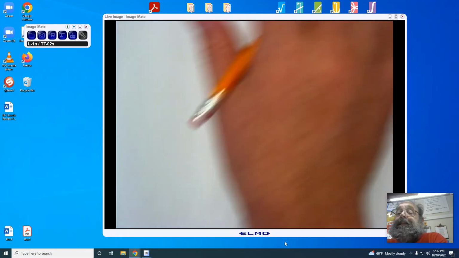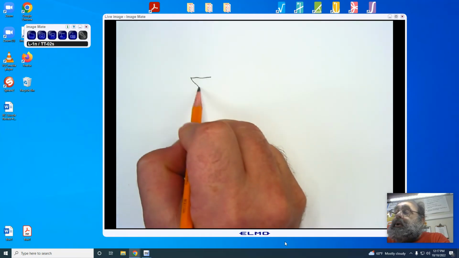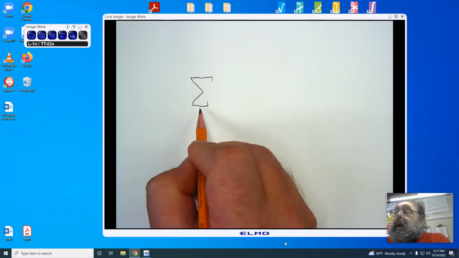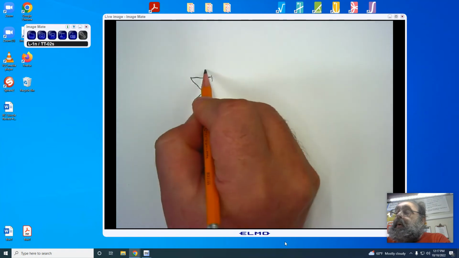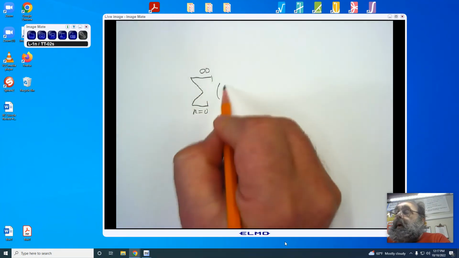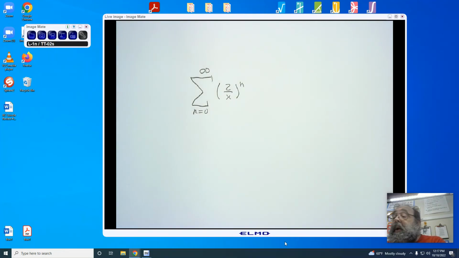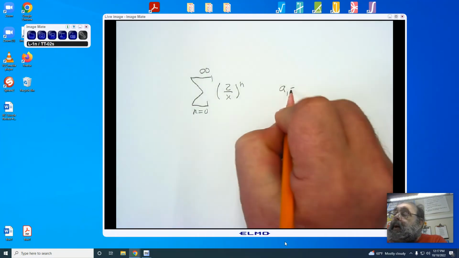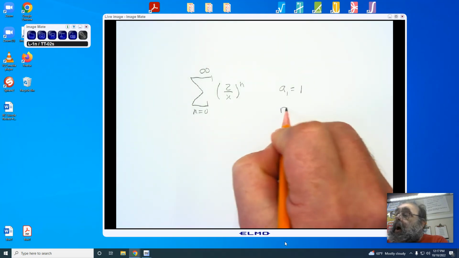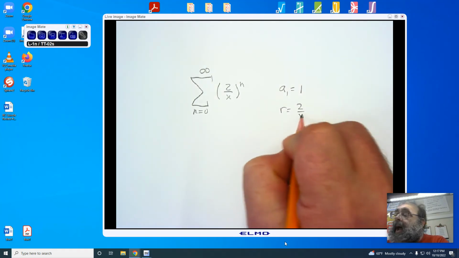This time, I'd like to use an example where our indice is already 0. Okay? So let's take a look at the summation as n starts from 0 and goes to infinity of 2 over x to the nth power. Now you'll notice this is already set up. Our a sub 1 is going to be 1. Our common ratio is 2 over x.